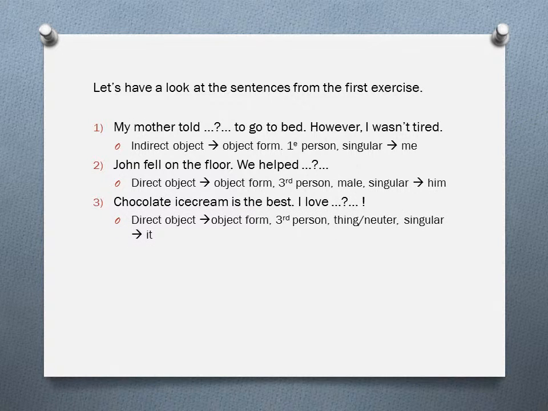In the third sentence, "Chocolate ice cream is the best, I love ?" The function in the sentence of the personal pronoun is the direct object, so we must use the object form. Furthermore, it's the third person, a thing or neuter, and singular, so the correct personal pronoun is it. Chocolate ice cream is the best. I love it.